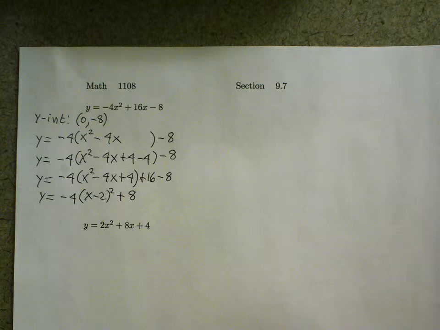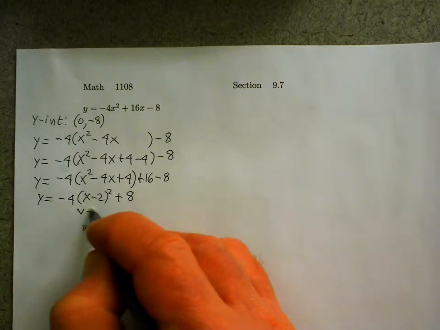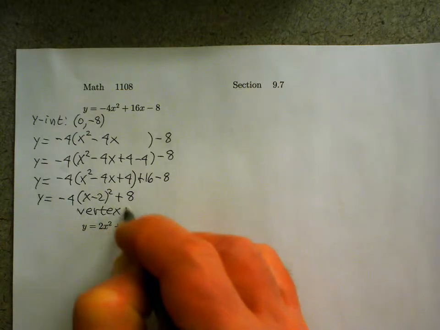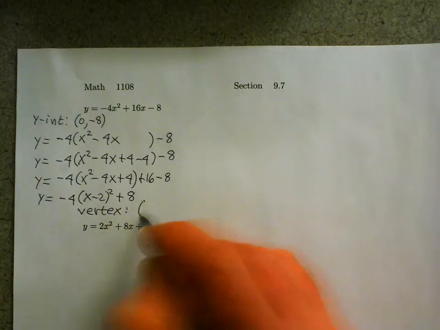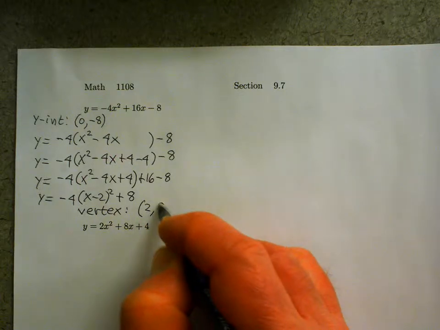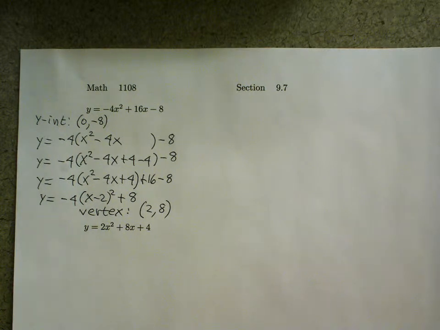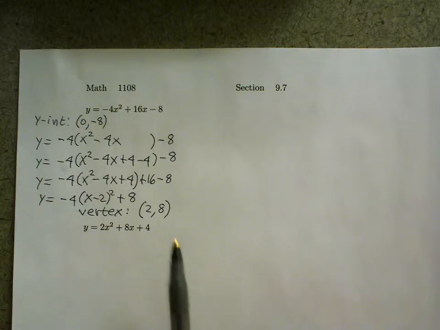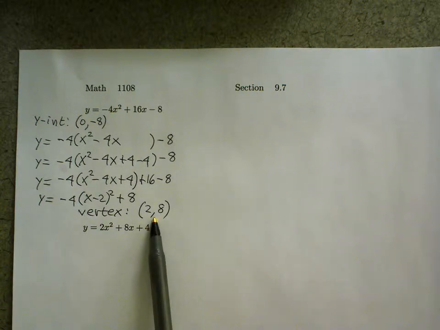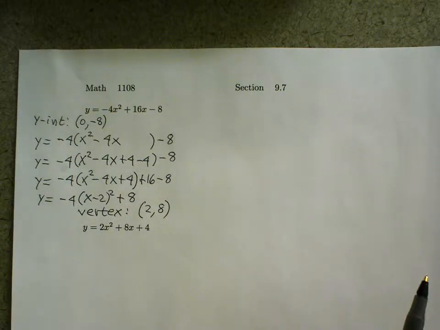Okay, let's find the x-intercepts, or are there any? Actually, why don't we write down the vertex first? The x-coordinate of the vertex is 2, and the y-coordinate of the vertex is 8. The vertex is above the x-axis, and the parabola opens downward, so there are 2 x-intercepts.